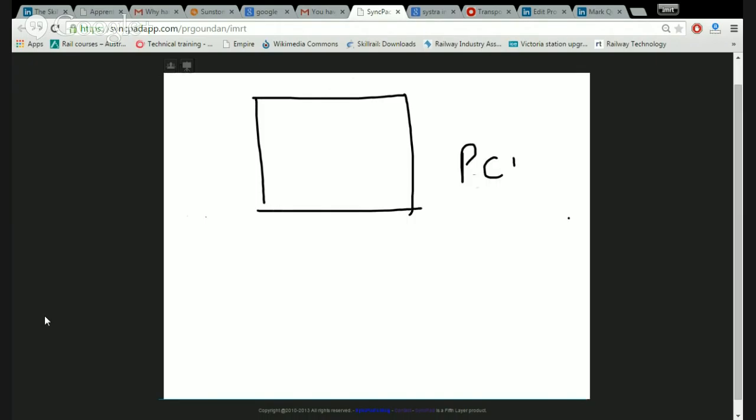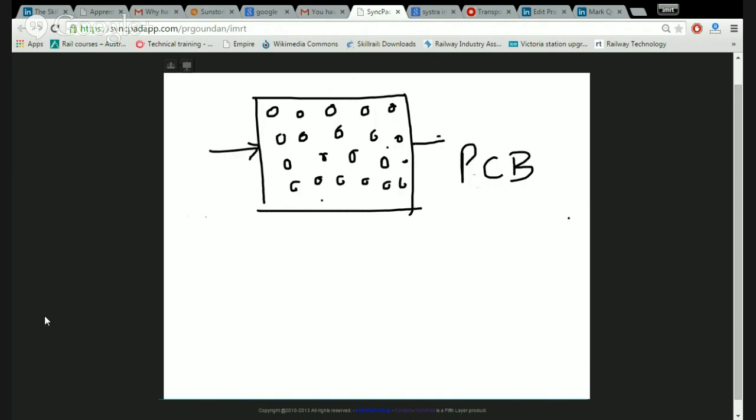For example, I'll take two examples. One is you have got an electronic board. You've got an electronic board, a PCB, printed circuit board. It has got all components fixed: transistors, resistors, capacitors, inductors, diodes, many components, coils, they are all fixed. I give power supply to this, and it is supposed to give a certain output. So this is the module.